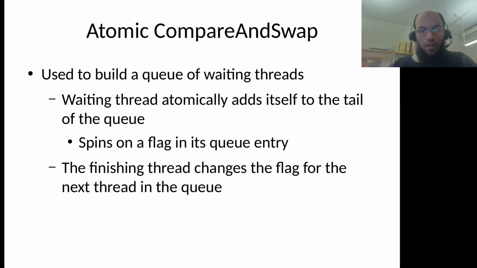Then, once the thread adds itself to the tail of the queue, it spins on a flag in its queue entry, and this flag is changed by the other threads in the queue. And it's sort of a first in first out system, as it's mostly used inside the kernel. So the thread before you will change that value for you so that you can get out of your loop and start working on the new data.